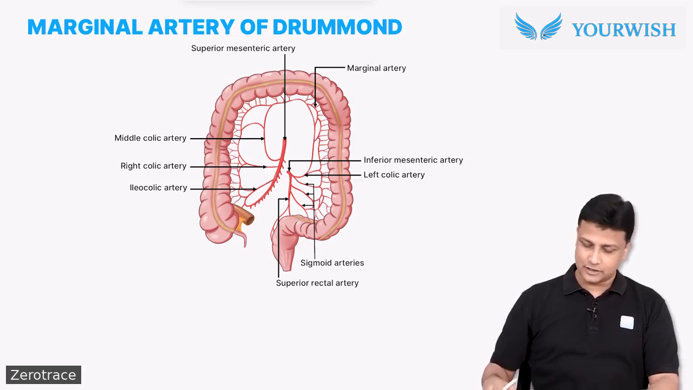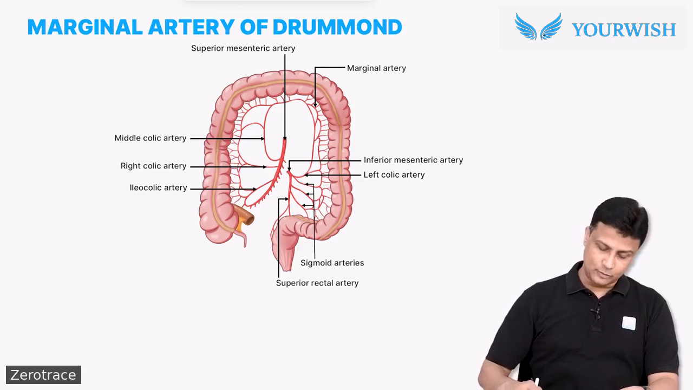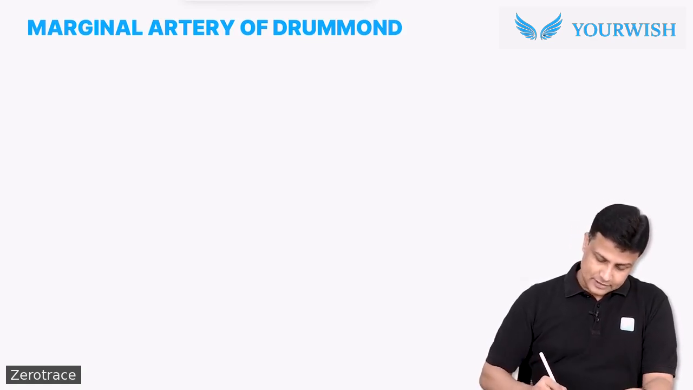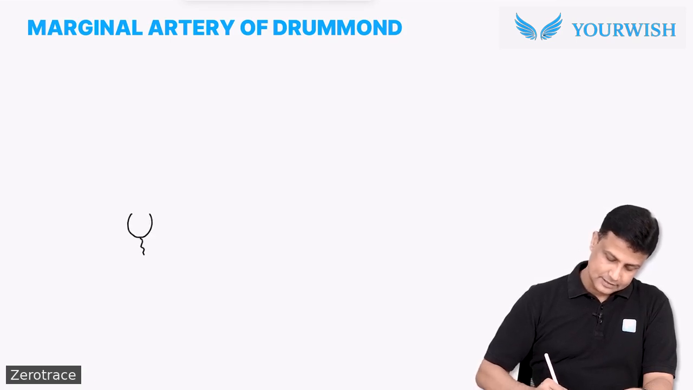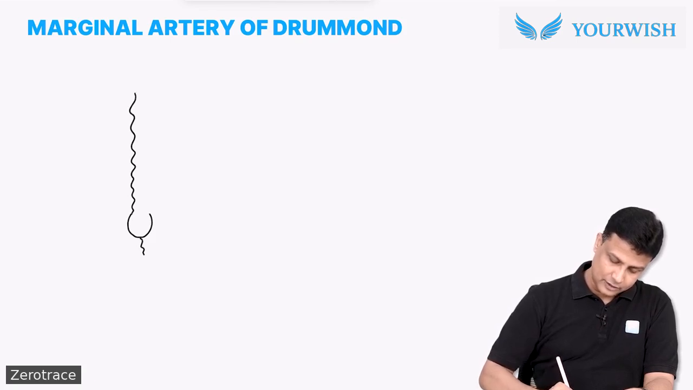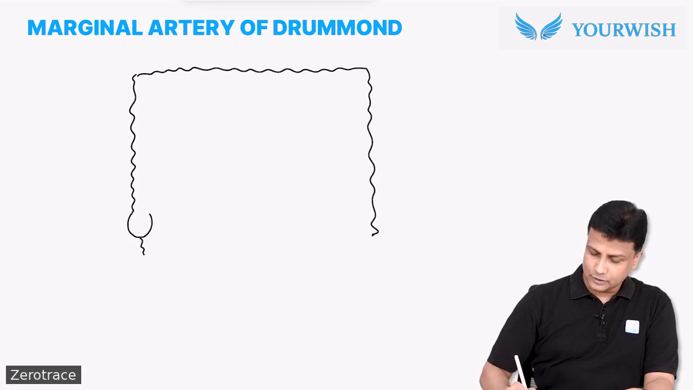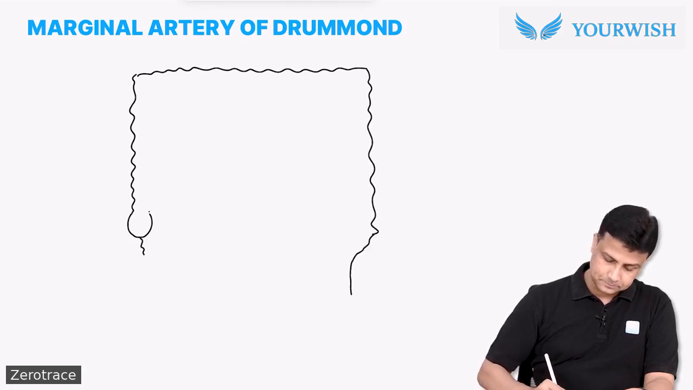There's one clinical application here about the Griffith's points. I'll tell you about that one here. Now again, let us draw the same diagram here, my dear friends. For example, if this one here will be your cecum and appendix, this one here will be the ascending colon, and then there will be transverse colon, and then there will be descending colon here.